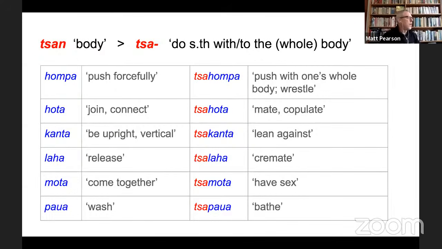And then from san, which means body, you can get a bunch of words that mean to do something with your whole body. In the interest of time, I won't go through all of these, but from hota, to join or connect, we get sahota, which is to join bodies. So that's to mate or to copulate. And then laha means to release. Tsalaha means to release your body or to be released from your body, maybe. So that's to cremate. And you can look at the other examples as well.